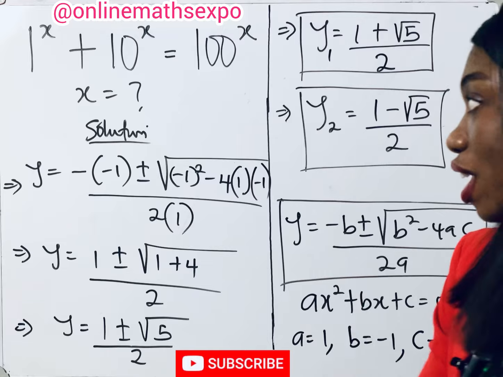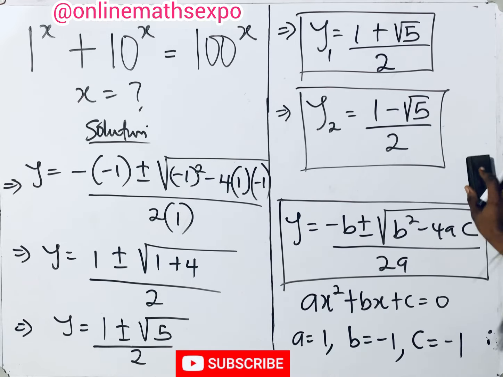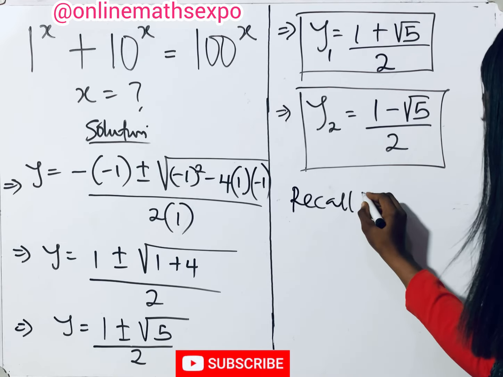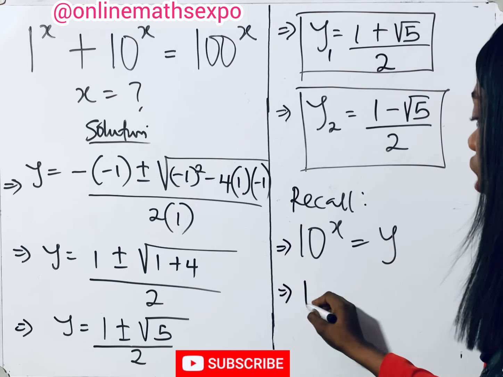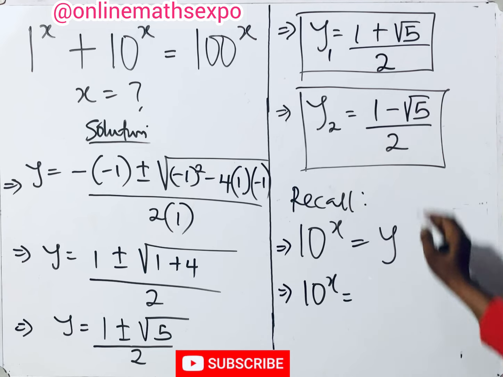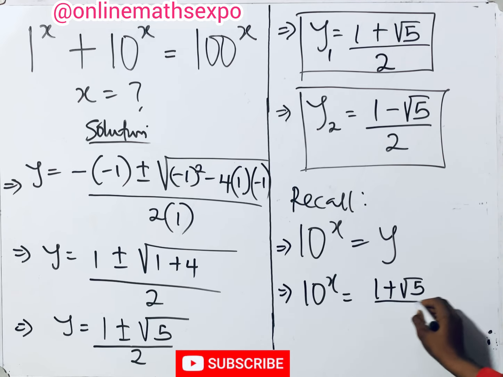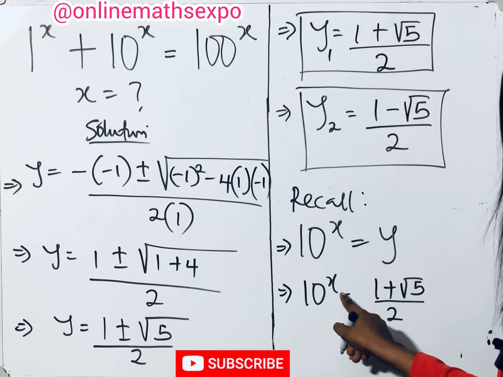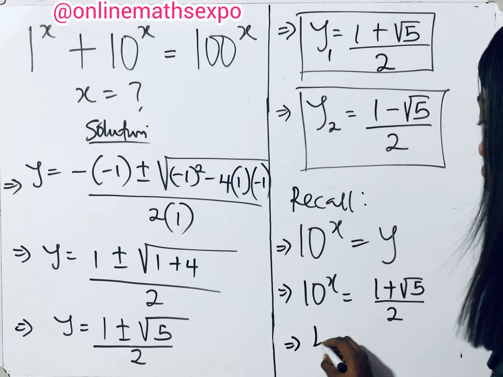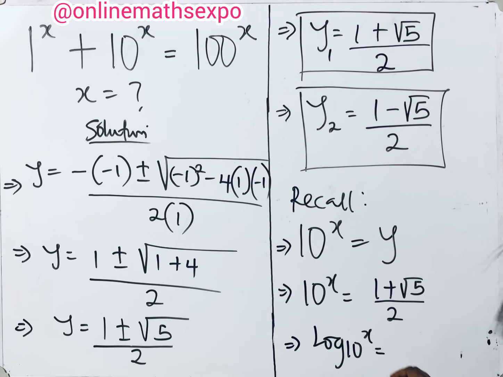But remember, the question is to get x. Now let's recall we made the statement. We recall that we said 10 to the power of x is equal to y. Okay, so let's take the first value of y. So we're going to now have 10 to the power of x is equal to our y, which is 1 plus square root of 5 divided by 2. Now to get x, we are going to take log of both sides, okay? So in that case, we are going to have log of 10 to the power of x is equal to log of 1 plus root 5 all divided by 2.